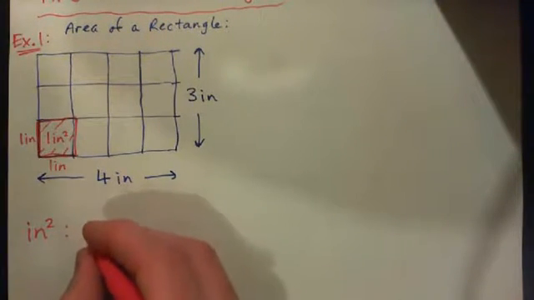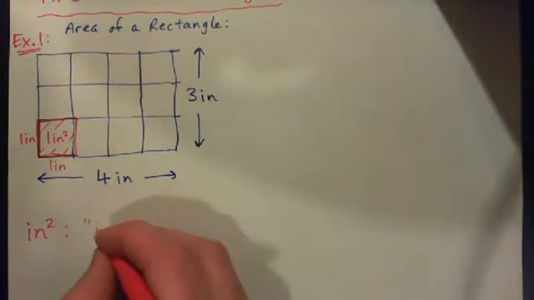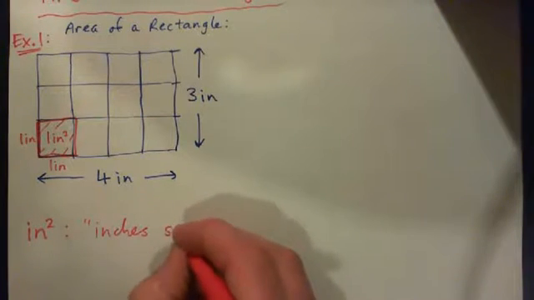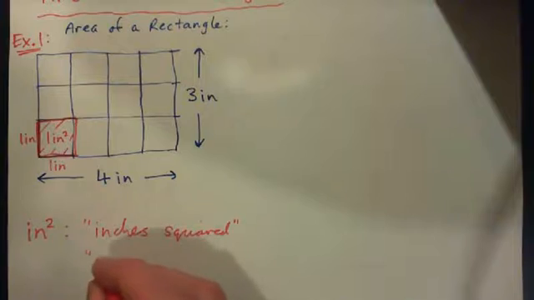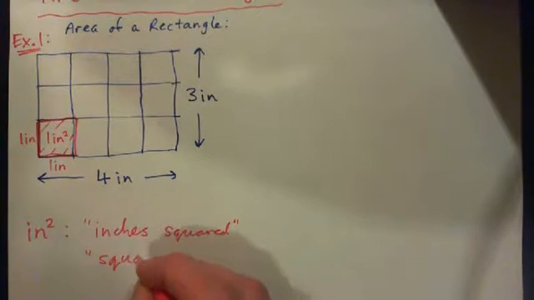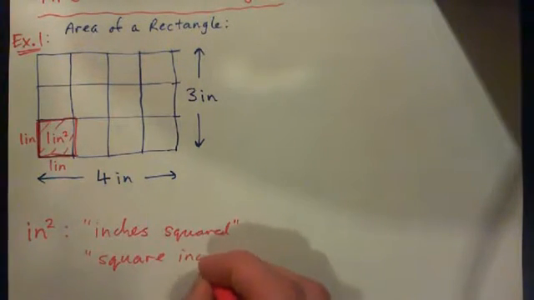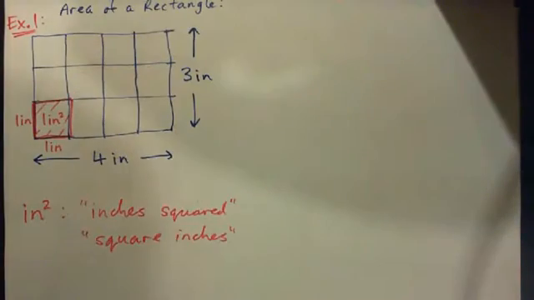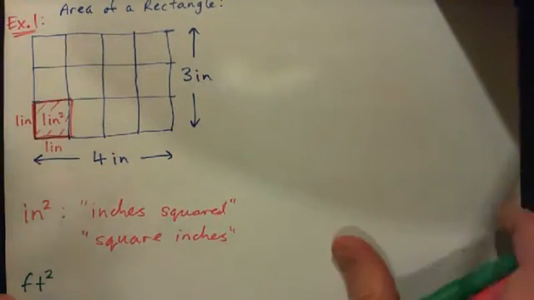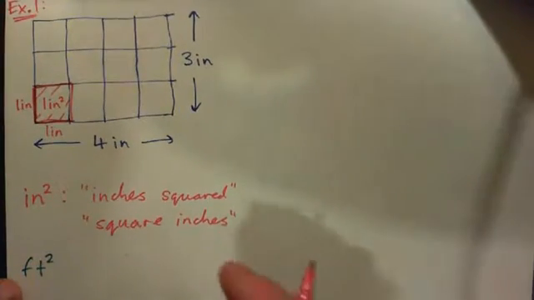means inches squared, which means square inches. That's another way of saying square inches. Okay. You also might see FT squared. What do you think that means? FT squared is feet squared.